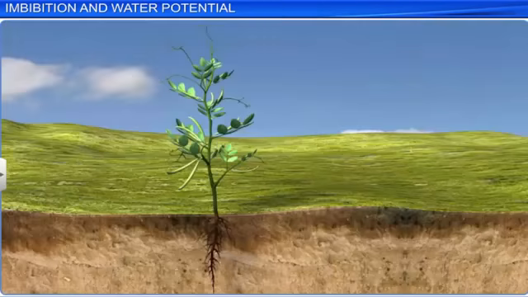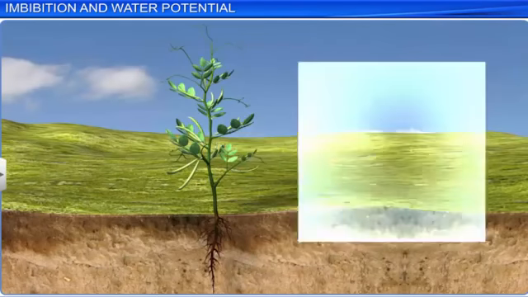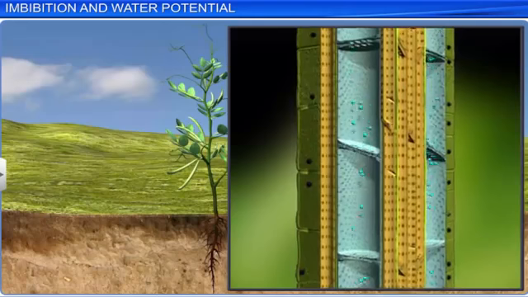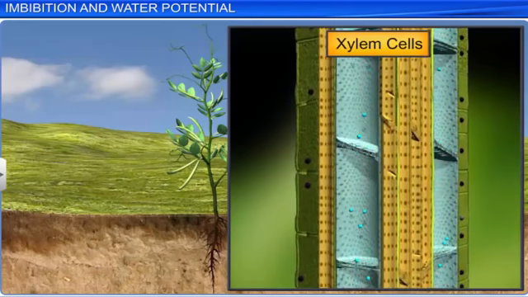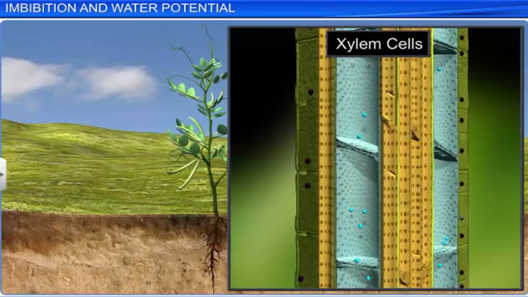However, negative pressure potential is critical to water transport up the stem via xylem cells. Hence, it can be stated that the water potential of a cell is a combination of its solute potential and pressure potential.